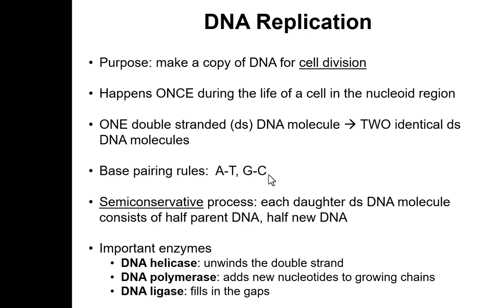When we say that DNA replication is a semi-conservative process, this means that each of those daughter DNA molecules that are made during DNA replication each consist of half old DNA and half new DNA. The enzymes to make a note of for this process: DNA helicase, which unwinds the double strand, DNA polymerase adds new nucleotides to the growing chains, and then DNA ligase will fill in the gaps.